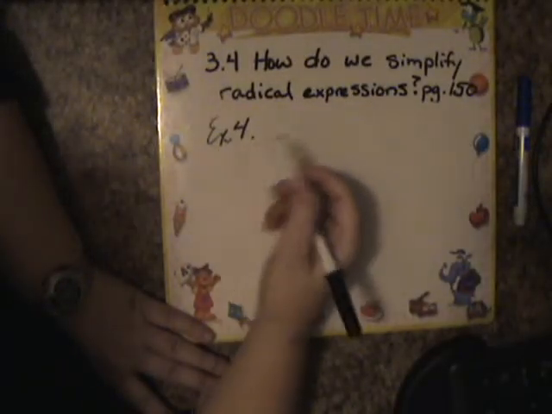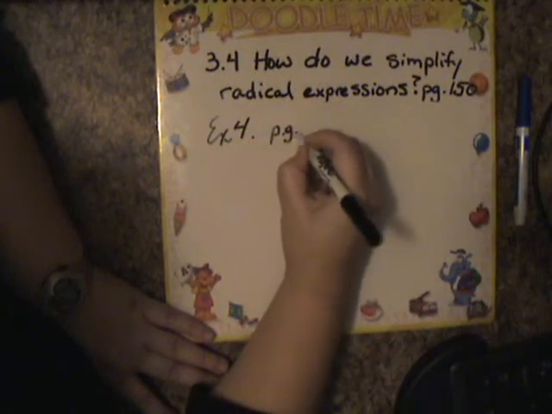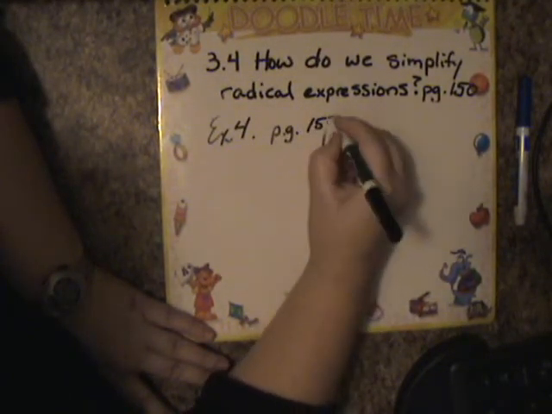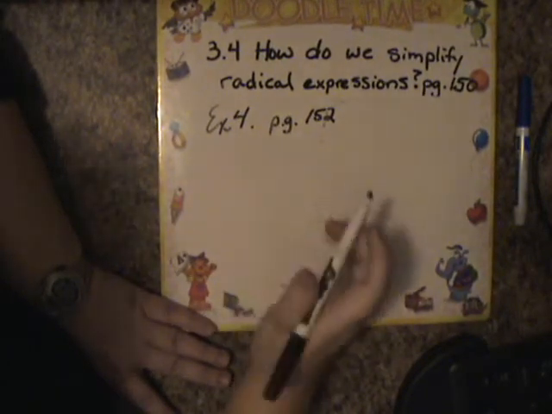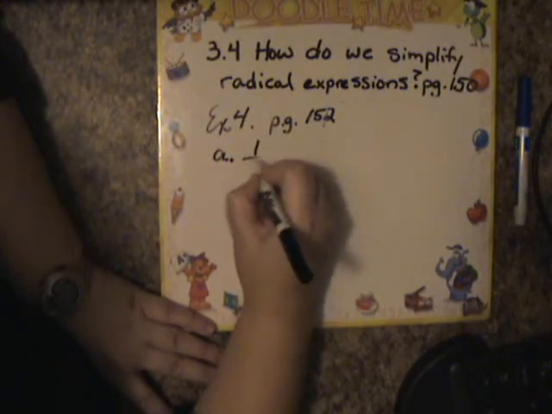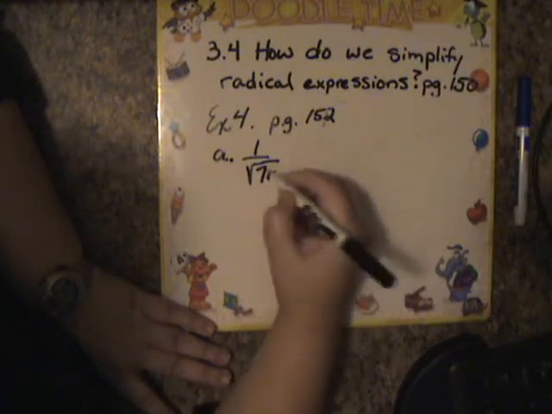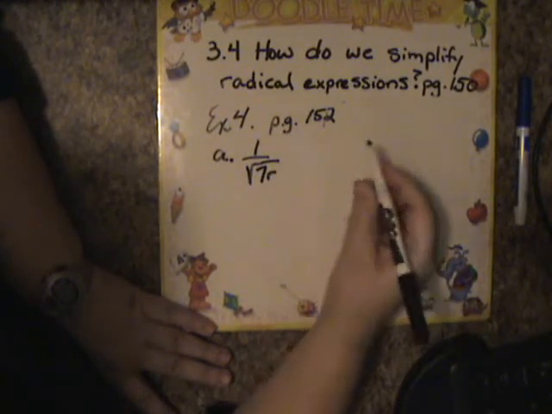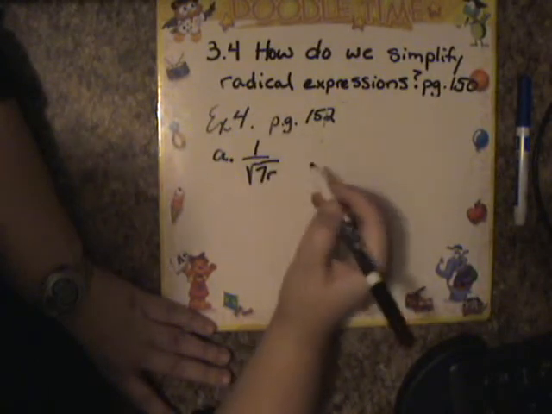Okay, now we're going to talk about rationalizing the denominator, and this is page 152. I'll show you what we mean by rationalizing the denominator. So for A, we have 1 divided by the square root of 7r. Now, the square root of 7, like we talked about before, is not rational. So in order to do this, whatever is in your denominator, you multiply.